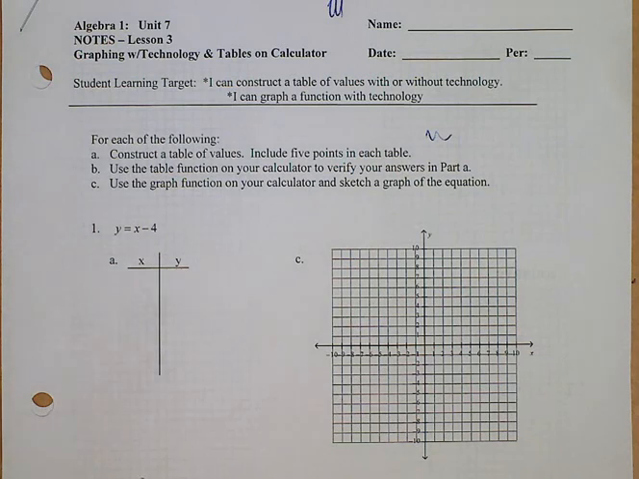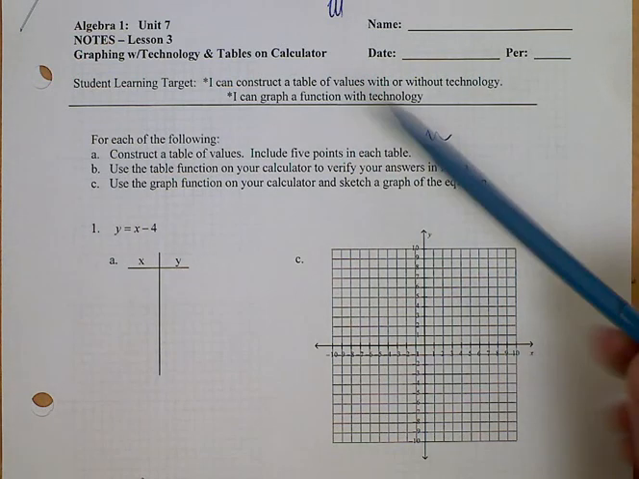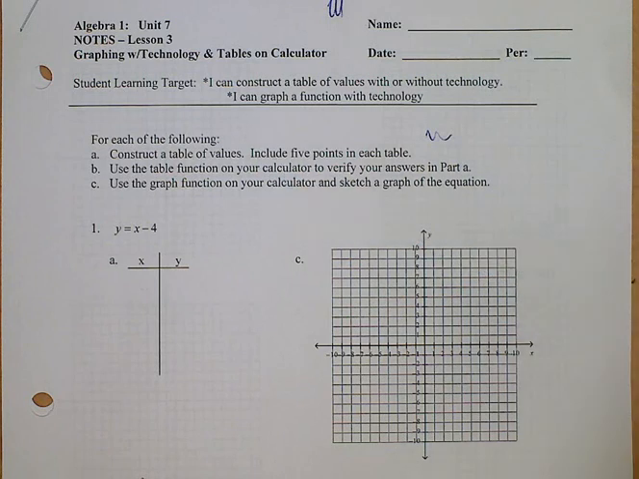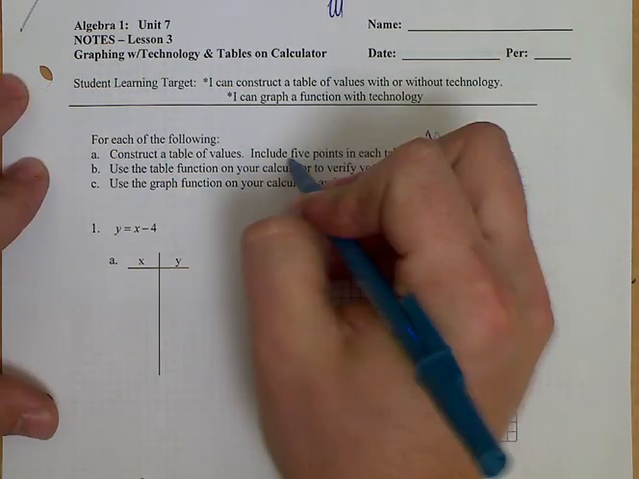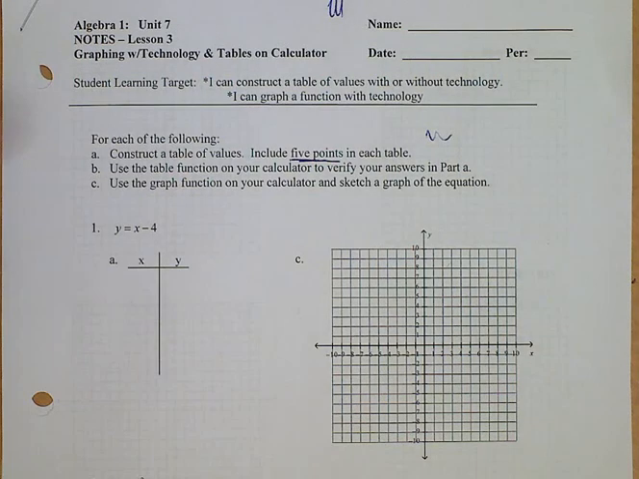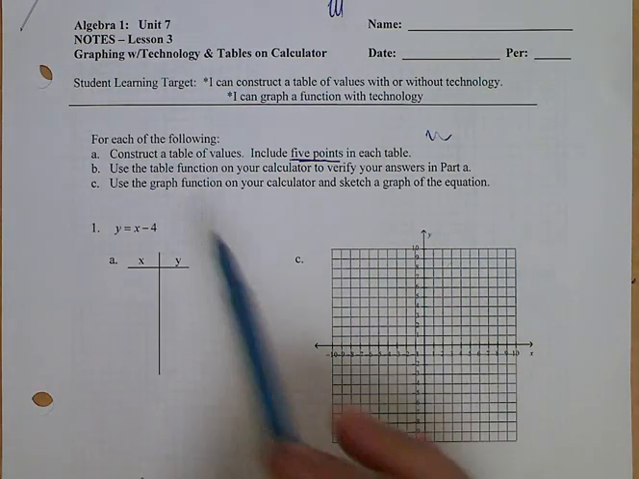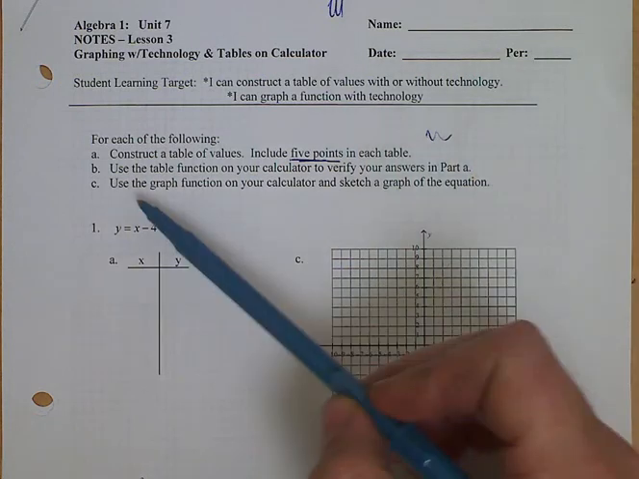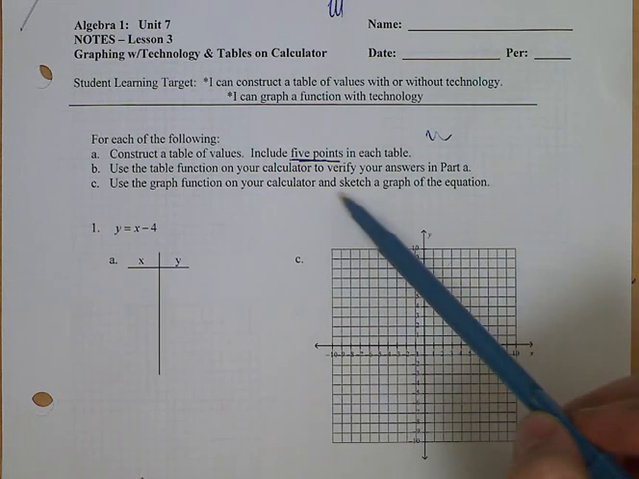Alright, so for each of these, we're going to construct a table of values. We want at least 5 points in each table. And then we're going to use the table function on our calculator to verify our answer in part A. And then we're going to use the graph function on your calculator to sketch the graph of the equation.